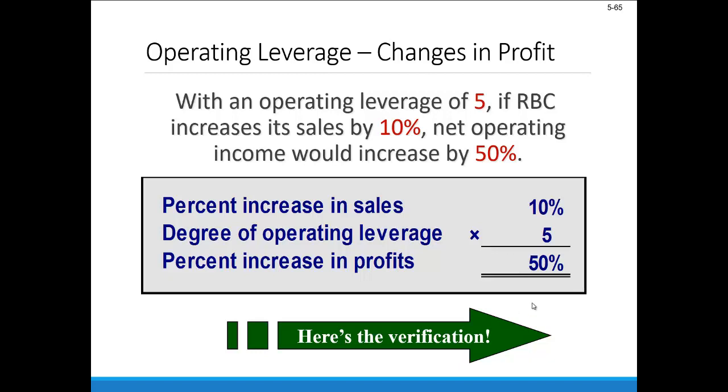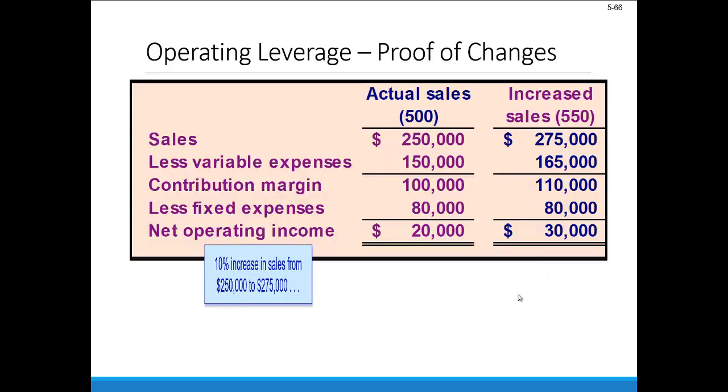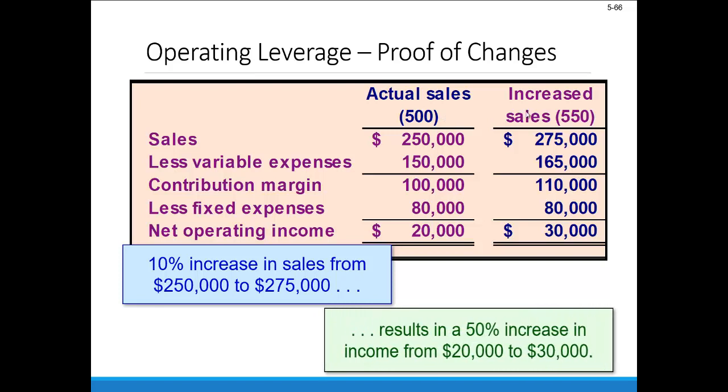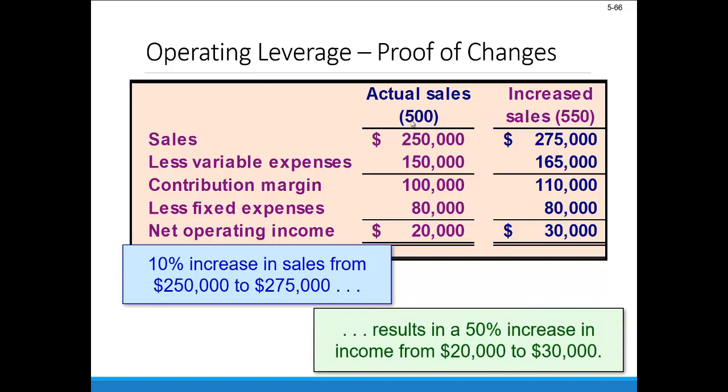Oh, and real quick, here's the verification for this change for RBC. If they increase sales by 10%, they're increasing by 50 bikes, right? 500 bikes times 10%, 550. So sales jump from 250,000 to 275,000. And we can see that bottom line profitability moves from 20,000 to 30,000. So a 10% increase in sales, a 50% increase in income.